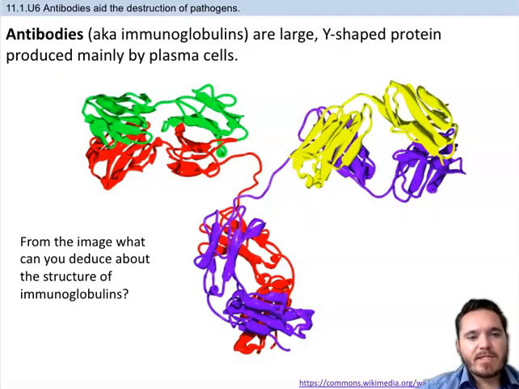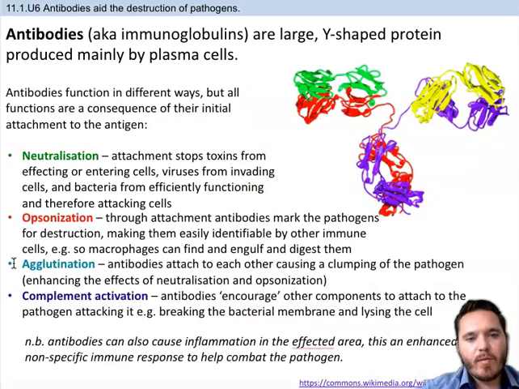This is an image of an antibody. We talked about all of the different ways that the antibodies destroy or render the pathogen useless. So go ahead and look back at my part 1 video if you want a review of that.